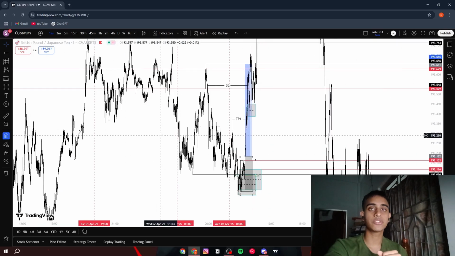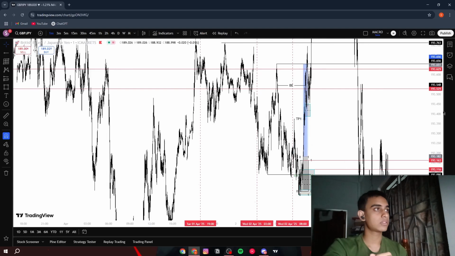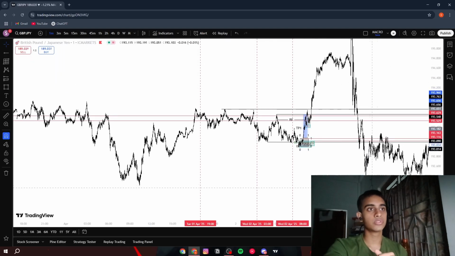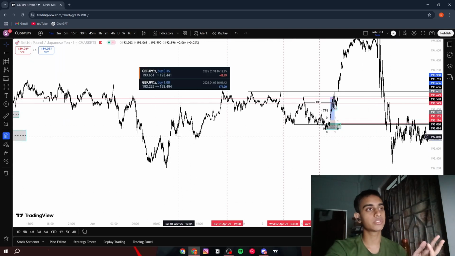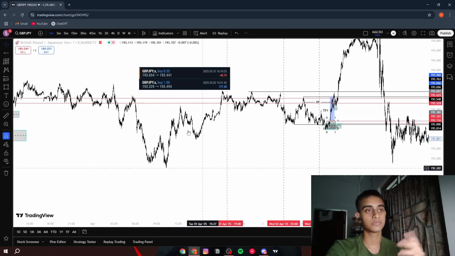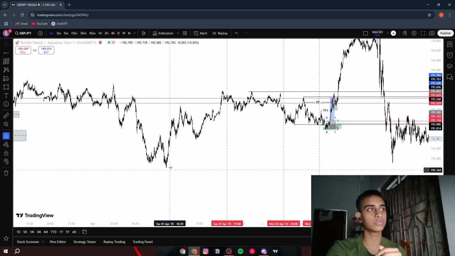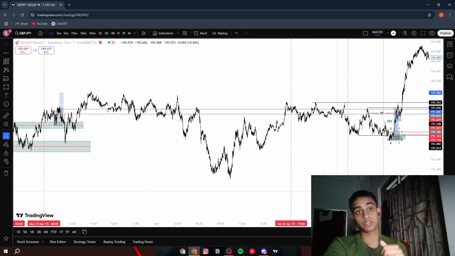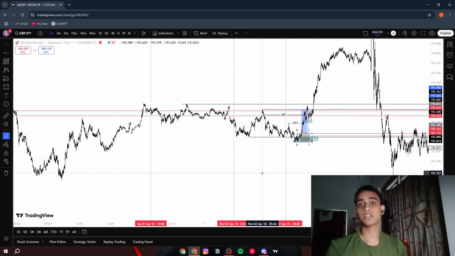This was a really great trade, I'm not gonna lie. I'm gonna put the MT5 history somewhere around here so you guys can see I really took those trades. So yeah, these were the two trades, and I hope you guys have learned something from it.